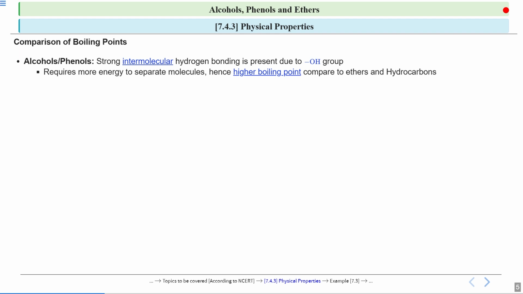Boiling point means that when you have to boil any substance, first you have to bring the temperature to its boiling point. After increasing the temperature to its boiling point, then it changes into the gas phase. So the important thing is first you have to raise the temperature to its boiling point. So that is the case of alcohols and phenols, that the boiling point is higher if we compare it to ethers and hydrocarbons.